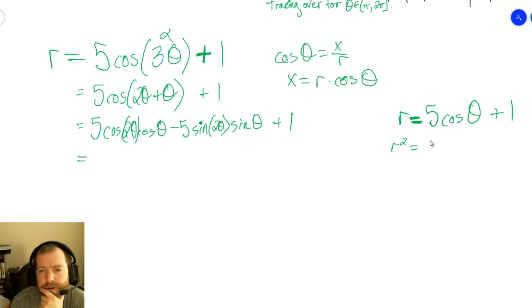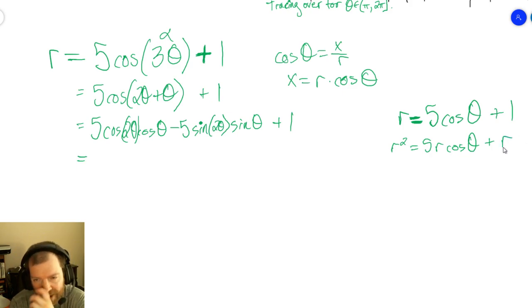Could do r squared equals 5r cosine theta plus r. Yeah, that's easy enough. Okay, never mind. I'm just hemming and hawing over nothing, so it's fine.